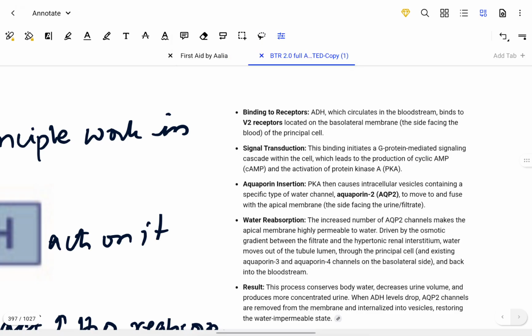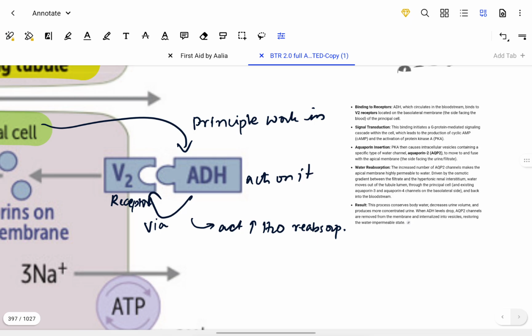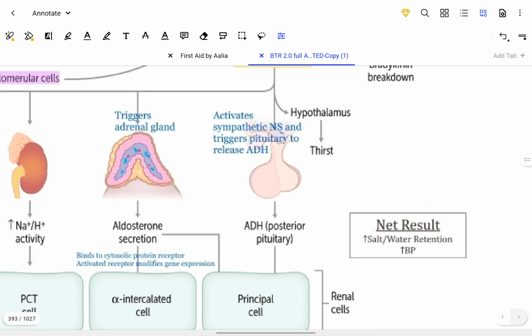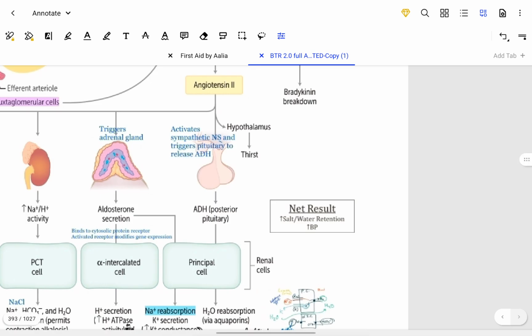So this causes signal transduction. When ADH binds to V2, first of all, how do we remember V2? Remember angiotensin 2 was acting on the adrenal gland. Okay, that's a different thing. Sorry, my bad. But yeah, angiotensin 2 was causing ADH stimulation, right? Via acting on the posterior pituitary. Activates the sympathetic nervous system and triggers the pituitary to release ADH. So ADH acts on V2. Okay, a way to learn.